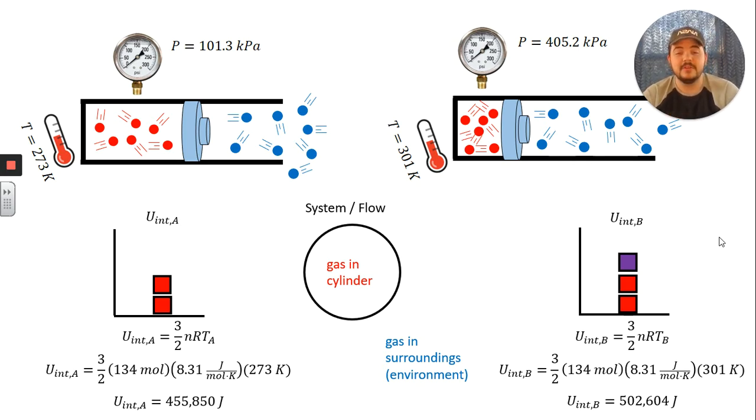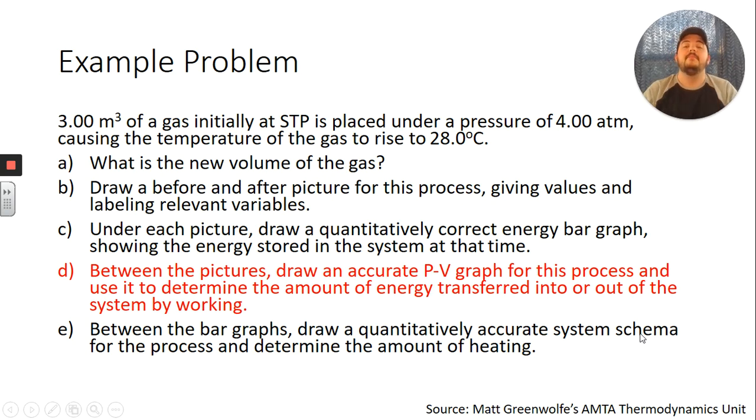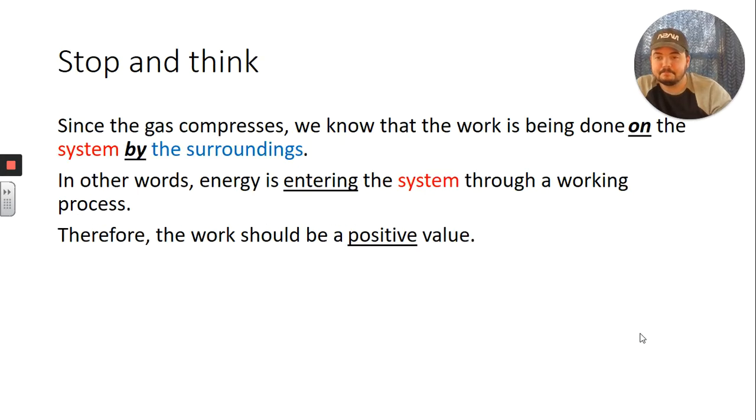This video is going to be looking at the energy transfer processes that occur to make it so that we can have more energy at B than at A. So between the pictures, we want to draw an accurate PV graph for this process. We want to use it to determine the amount of work or amount of energy transferred through a working process. So that's where we're at.